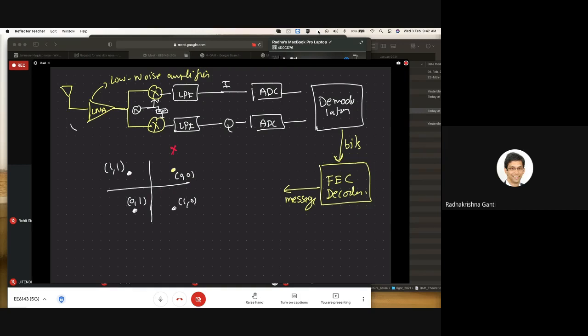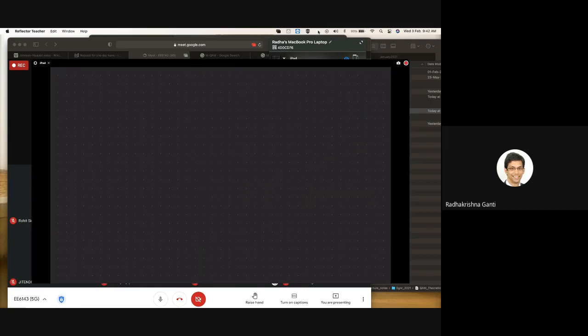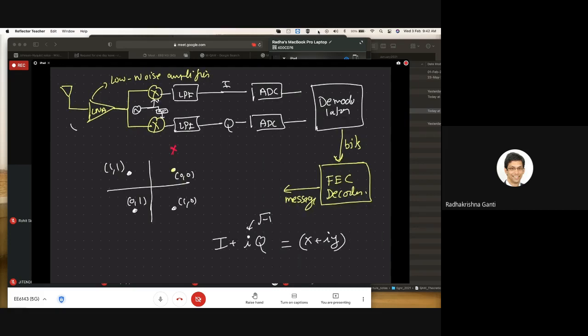You can think of a complex number as I and Q. In general, how do you write it? I plus j times Q, where j is the square root of minus 1. This is how a complex number is written, x plus jy. So where does noise get added? Noise gets added everywhere. Anywhere there's an electronic component, noise gets added. But most of the noise gets added at the beginning, at the antenna port. That's the fundamental place where noise gets added.